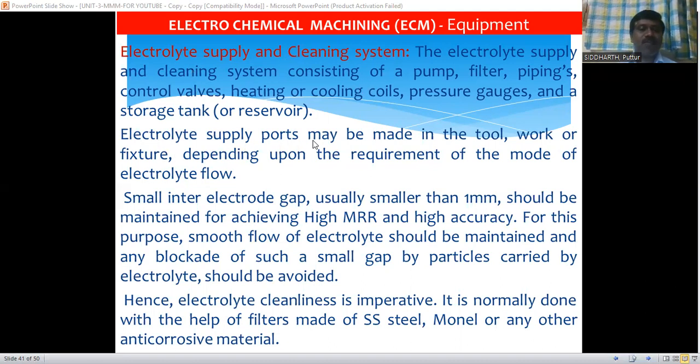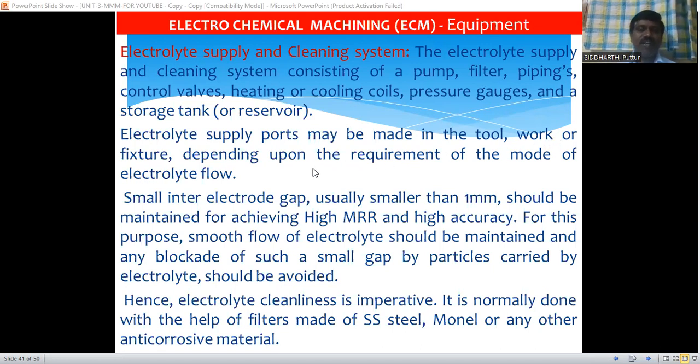The electrolyte supply ports may be made in the tool. In the middle of the tool, we are going to supply the electrolyte so that it reaches exactly the machining zone. For that purpose, we are going to create a hole inside the tool. It may also be through the workpiece. There are different ways to supply the electrolyte to the machining zone, through the tool, through the workpiece, or through the fixture.